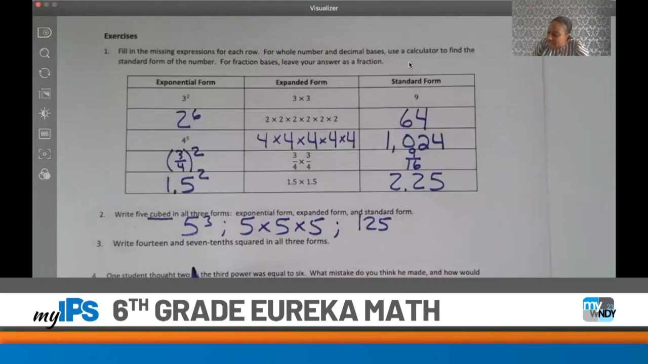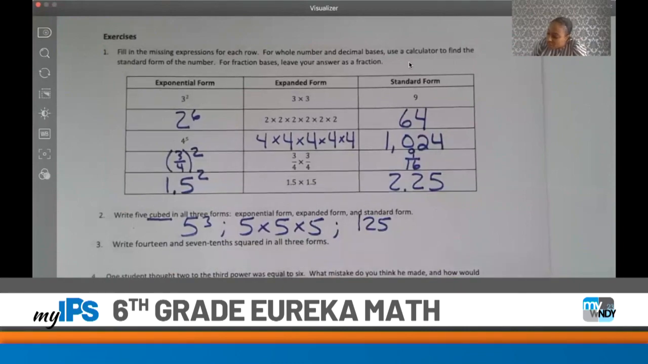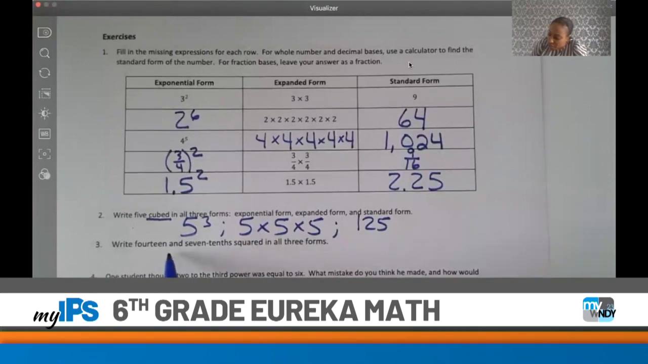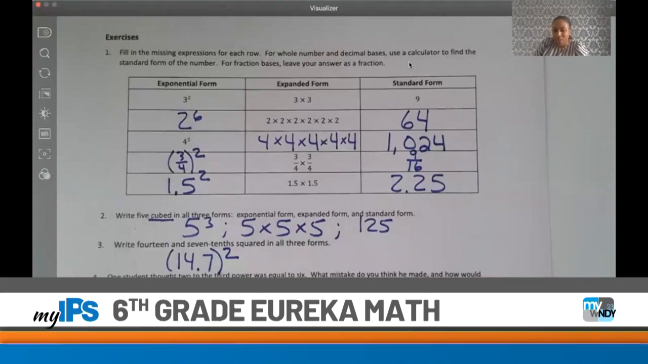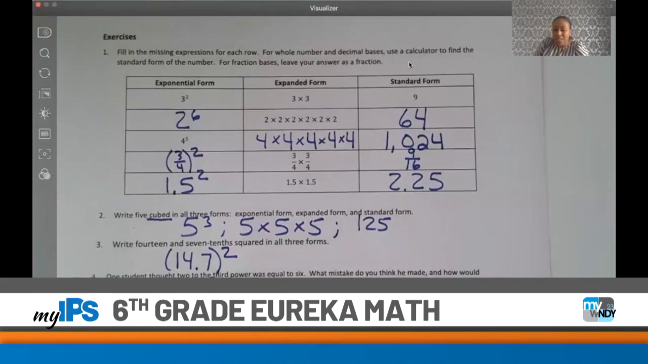Write 14 7/10 squared in all 3 forms. Well, let's start off with exponential form. 14 7/10 squared. Remember that we can say 14 7/10 to the 2nd power, but we have this special name, squared.